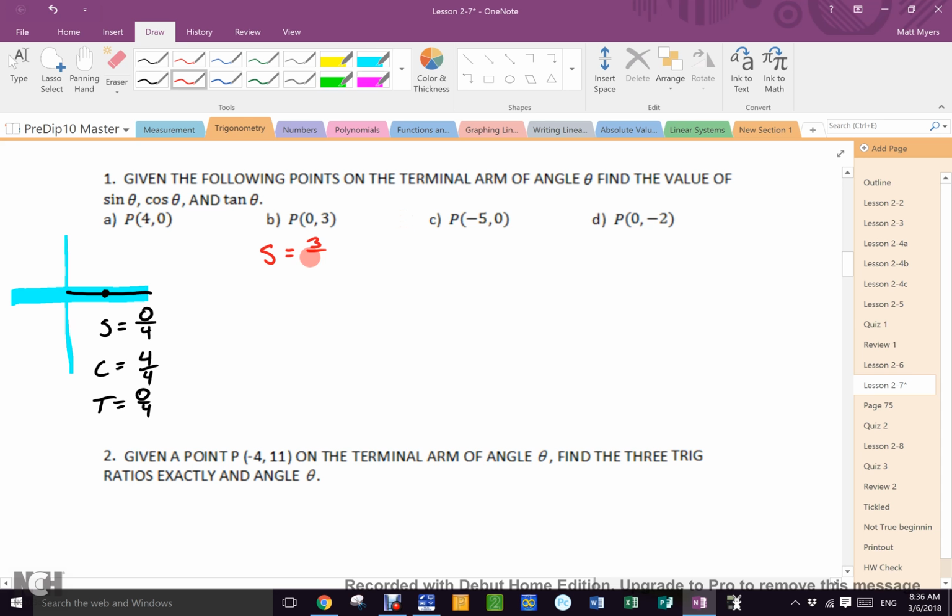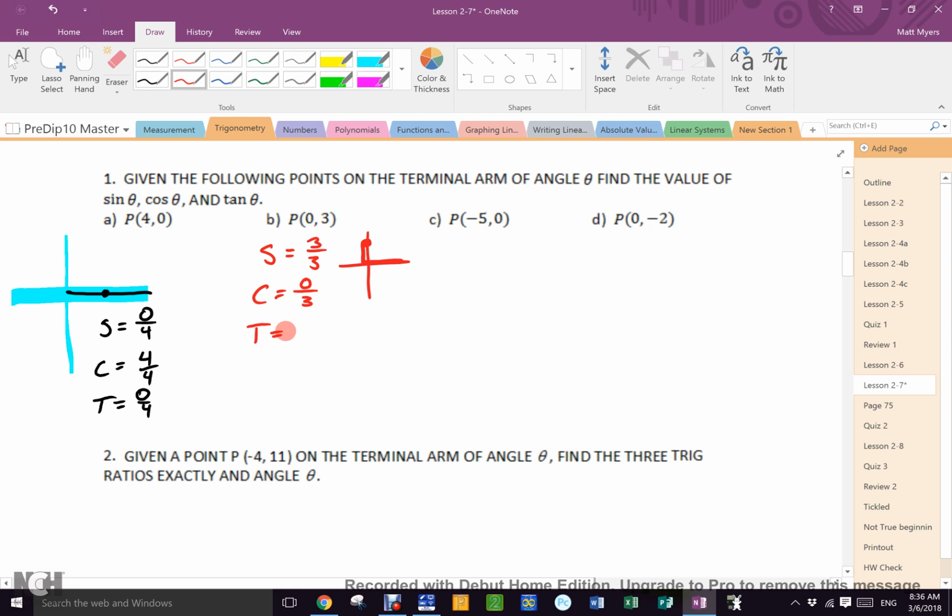So again, obviously this needs to be drawn again. 0, 3. It's right there, yes? That's the terminal arm. So there's the initial arm. So what angle am I dealing with? 90. What is the cos? 0 over 3.